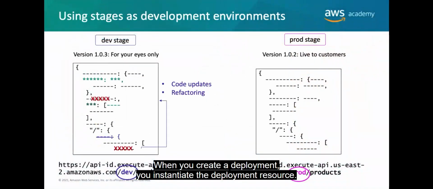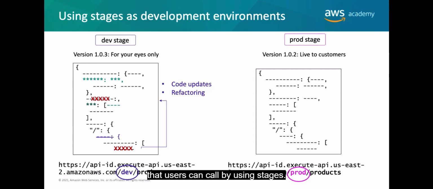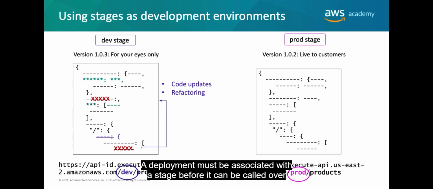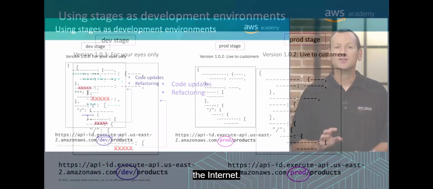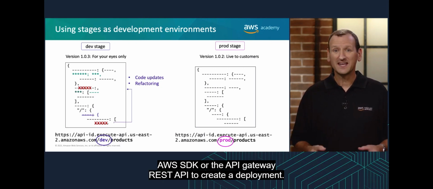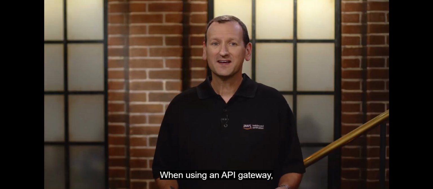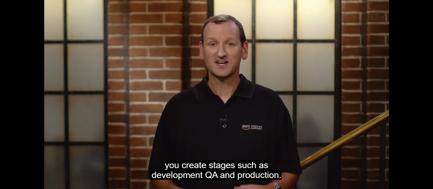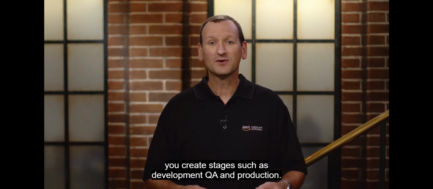When you create a deployment, you instantiate the deployment resource. The deployment is an immutable representation of a REST API resource that users can call by using stages. A deployment must be associated with a stage before it can be called over the internet. You can use the API Gateway Console, the AWS CLI, an AWS SDK, or the API Gateway REST API to create a deployment. When using an API Gateway, you create stages, such as development, QA, and production.